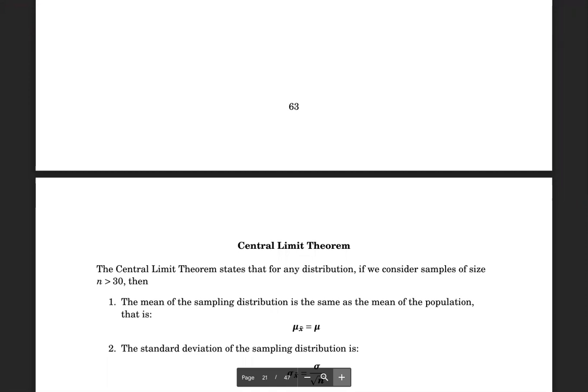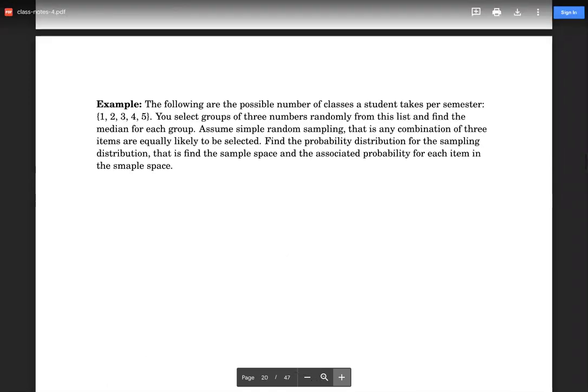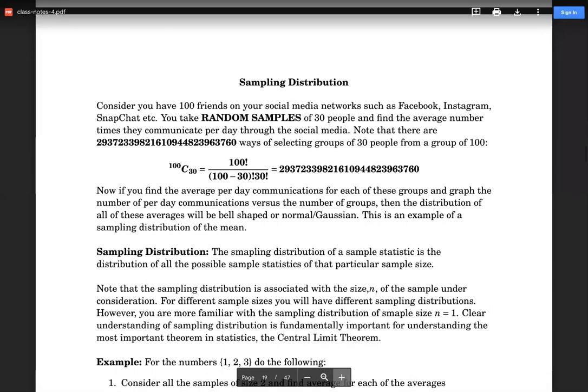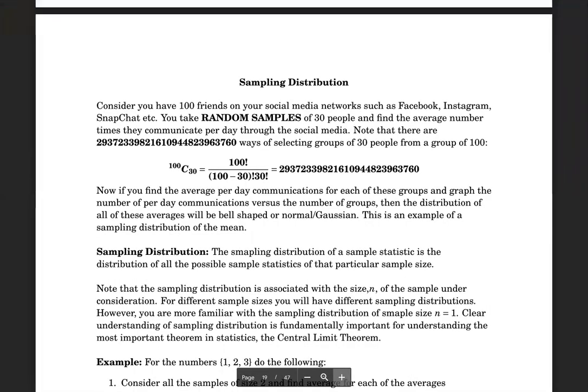Now, what is a sampling distribution? We talked about it. Sampling distribution is the distribution of sample means.